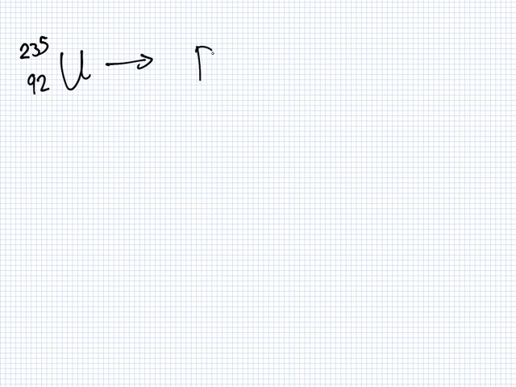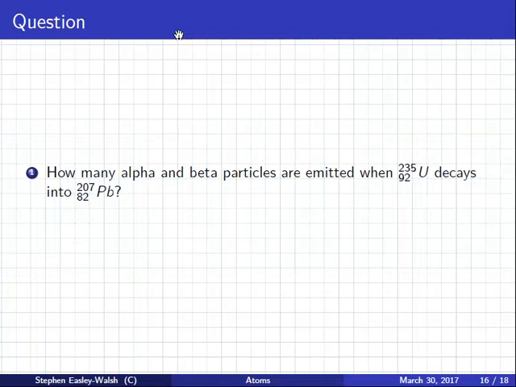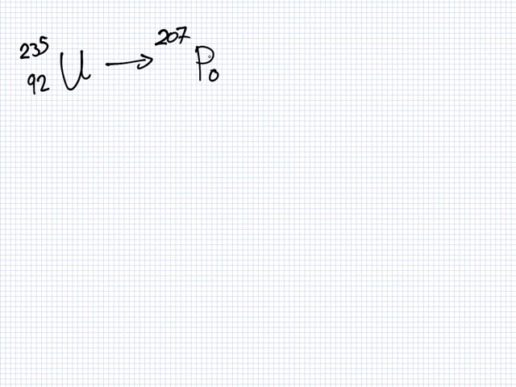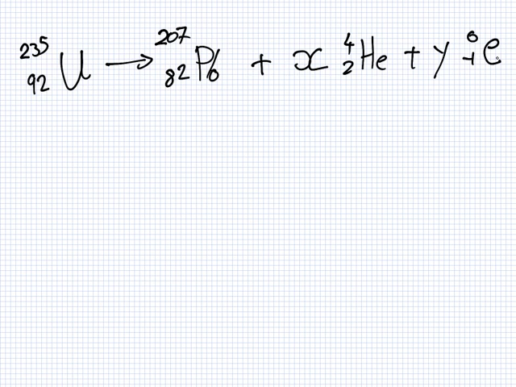And it becomes, sorry, Po or Pb? Pb, alright, so it becomes lead then. 207 and 82. Plus some alpha particles, but we don't know how many alpha particles were released. Plus some beta particles, and we don't know how many beta particles were released. So instead, let's say there were X alpha particles plus Y beta particles.